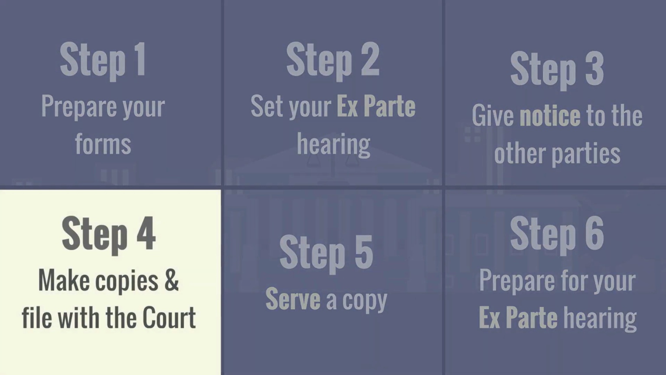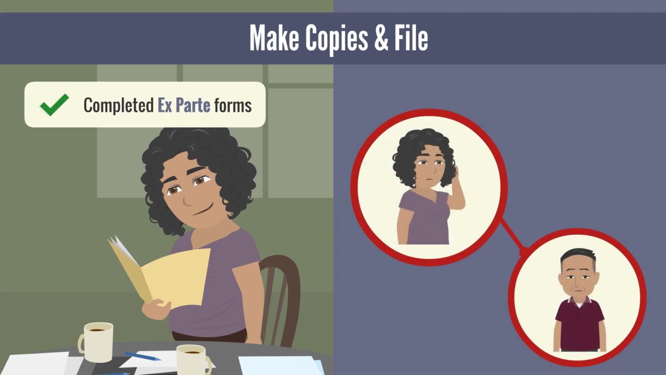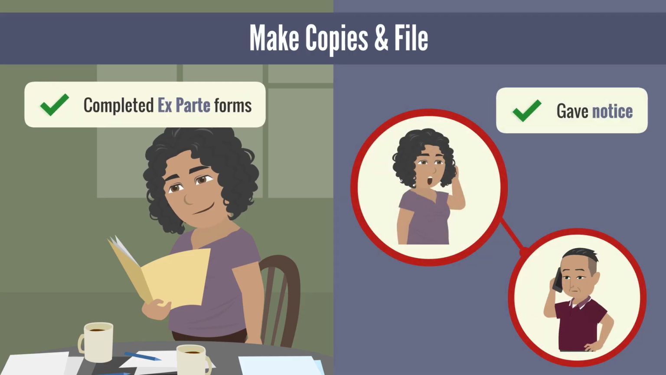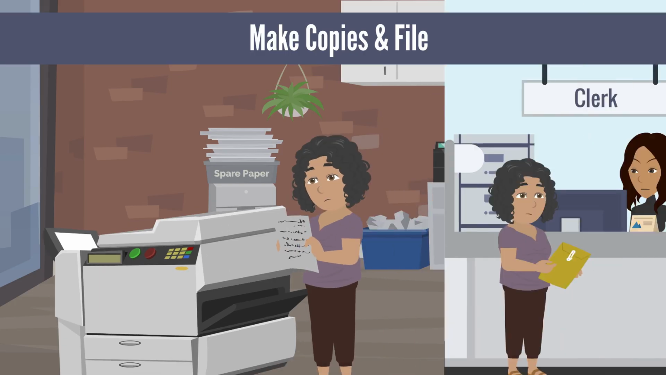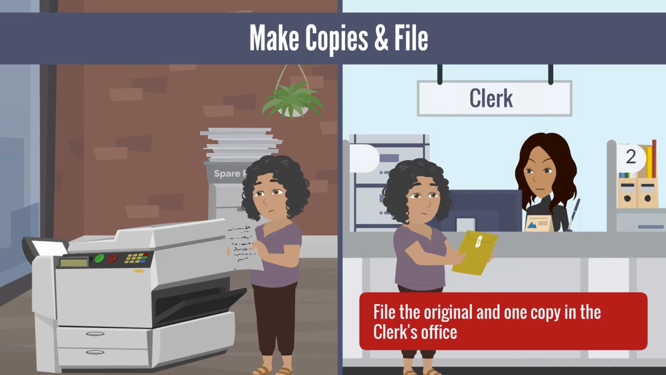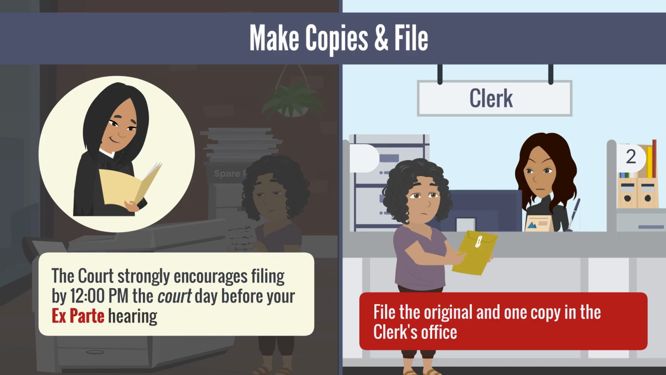Step 4. Make copies and file with the clerk of the court. Once your forms are completed and notice has been given to the other parties, you will need to make a copy of your forms and file the original and one copy in the clerk's office. You must file your forms in time for the judge to review your request before the hearing. The court strongly encourages filing by 12 p.m. noon, the court day before your ex parte hearing.